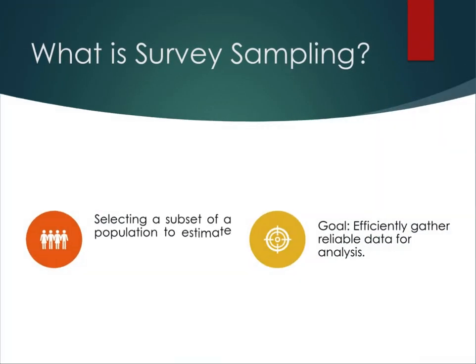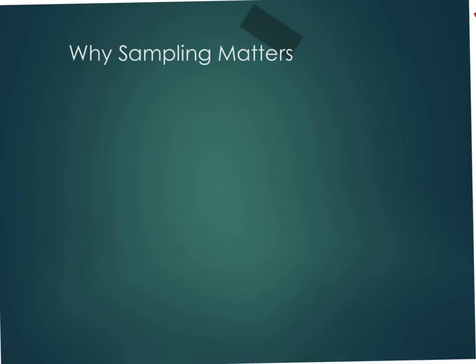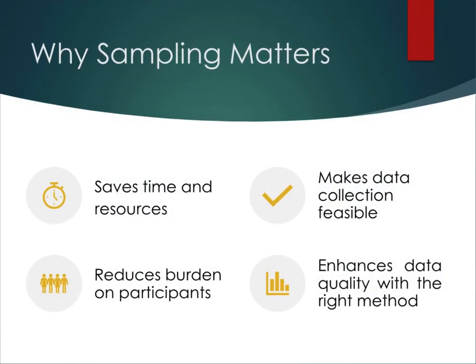Survey sampling involves selecting a smaller group from a larger population to estimate characteristics of the whole. It helps us make informed decisions without studying everyone. Sampling matters because it reduces costs, saves time, and lessens the burden on participants. With the right method, we can still get high-quality data.